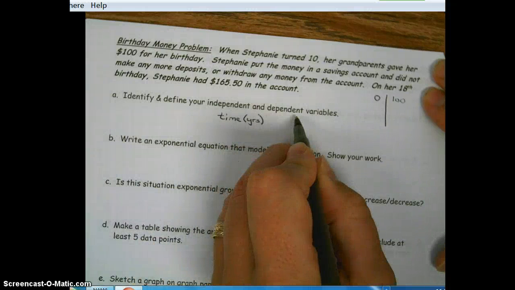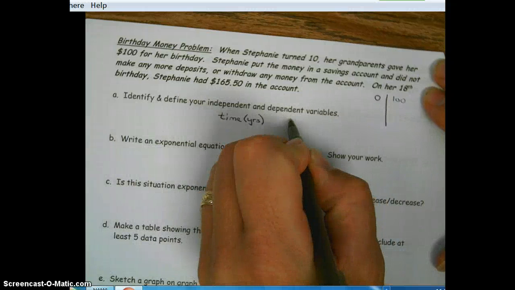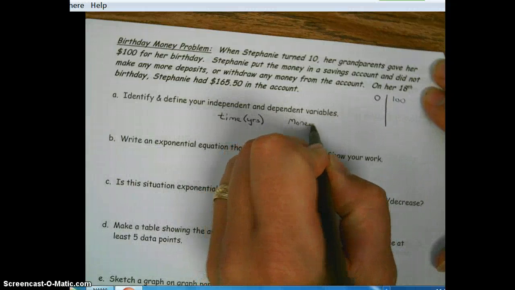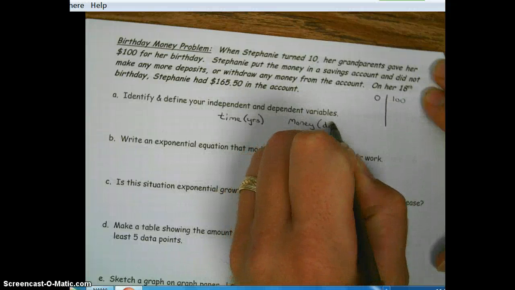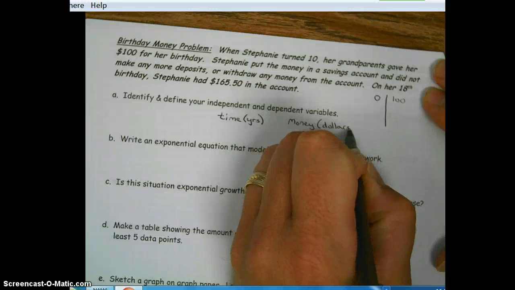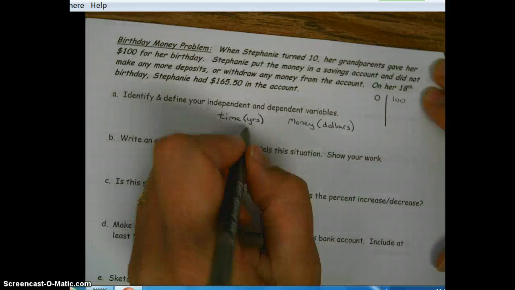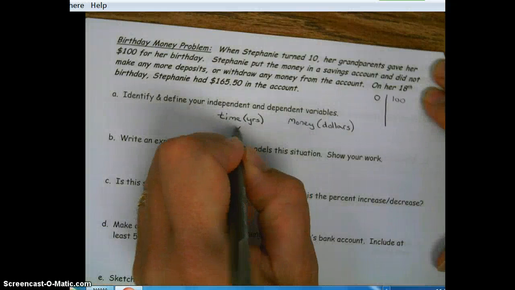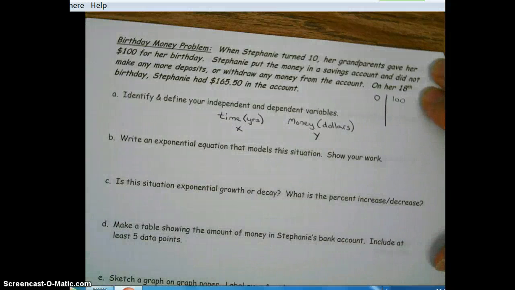Her dependent variable is going to be money. Money is going to depend on time. And money, believe it or not, has different units. And of course, we're going to use dollars. So there you go. So for time, we are going to use X. For money, we're going to use Y. You can use whatever letter you want.